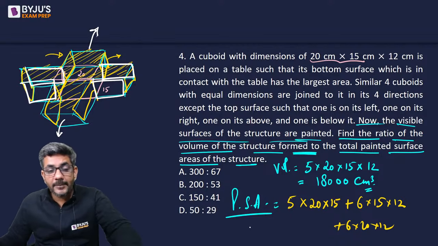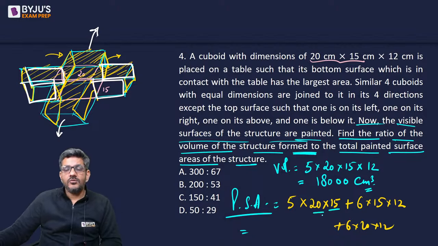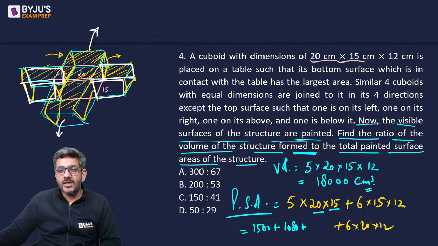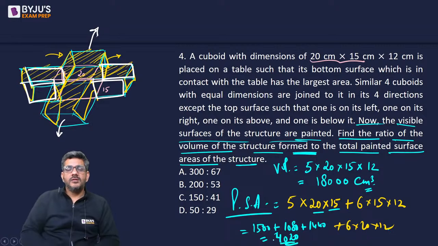So the total painted surface area is equal to how much? 15 into 20, which is 300, into 5, which is 1500, plus 15 into 6, 90, into 12 is 1080, plus 12 into 6, 72, into 20 is 1440. Let me add all of these. 15 plus 10, 25, plus 14, 39. So it is 4020.